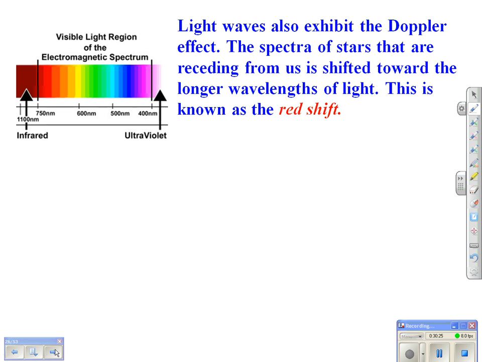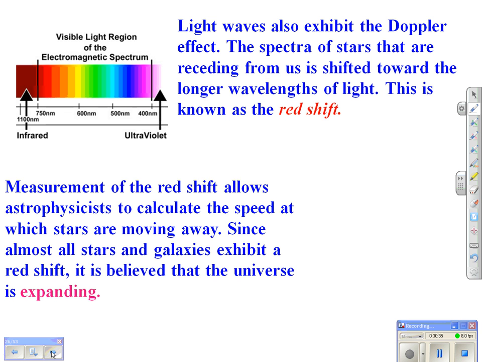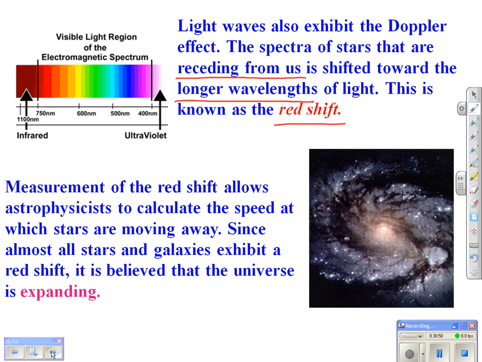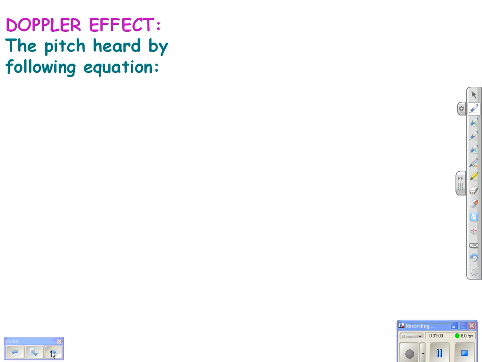Now, light waves also exhibit the Doppler effect. If they're receding away from us, they're shifted towards longer wavelengths, so we call this a redshift. Astrophysicists have measured this, and believe it or not, almost all stars and galaxies exhibit a redshift, which is why most scientists believe that the universe is expanding versus closing in. Again, just understand that redshifts mean that the light is moving away from us. It has a longer wavelength.